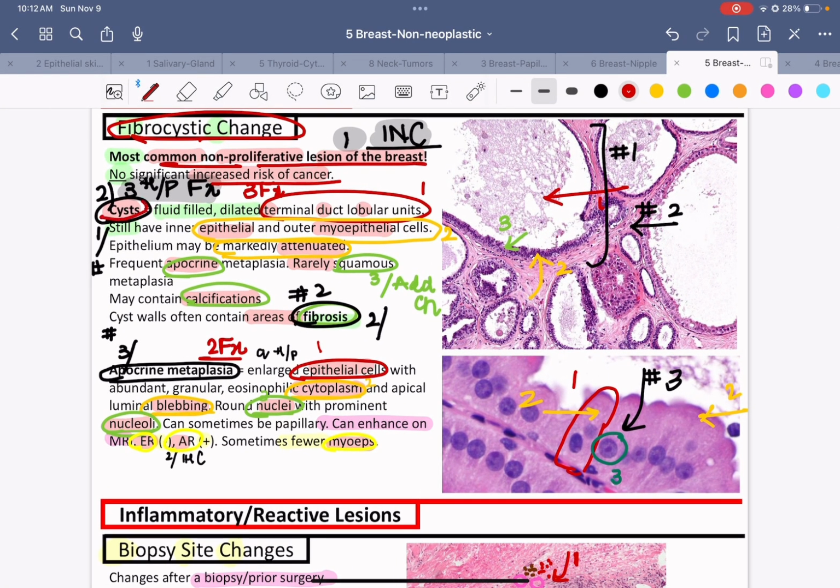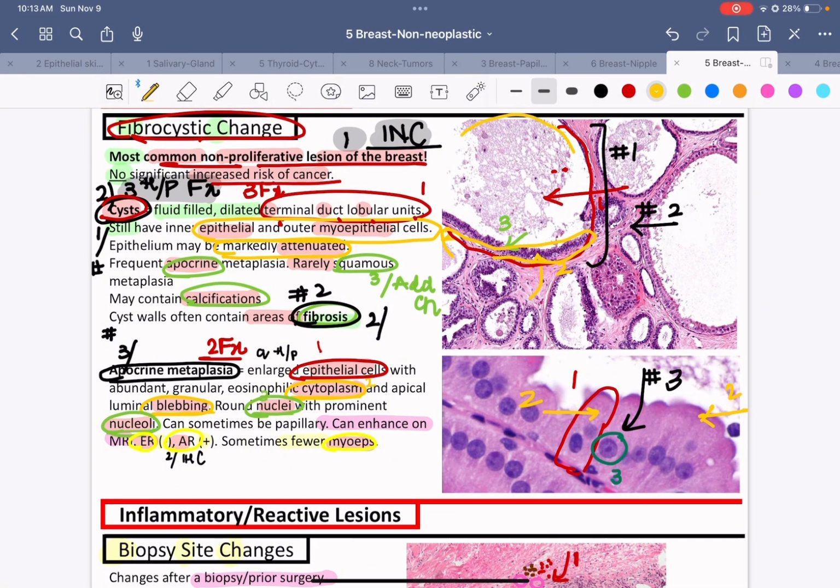Feature number 1, you will find cysts. Here you can look at the cysts that I outlined in red. They are dilated, fluid-filled cysts formed by the terminal duct lobular units undergoing dilation. They still have their inner epithelial layer and the outer myoepithelial layer. Therefore, they stain positive with CK7, our inner luminal marker, and our outer myoepithelial markers CK5/6, p63, and the muscle markers calponin, actin, smooth muscle myosin heavy chain, and S100 will also stain positive.